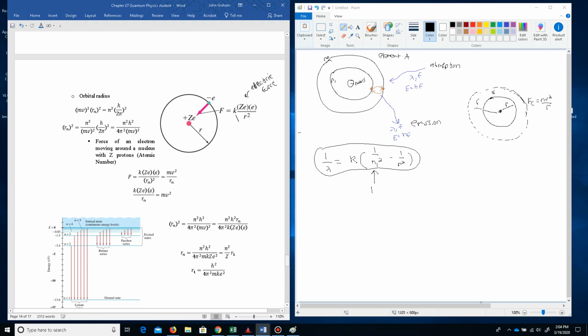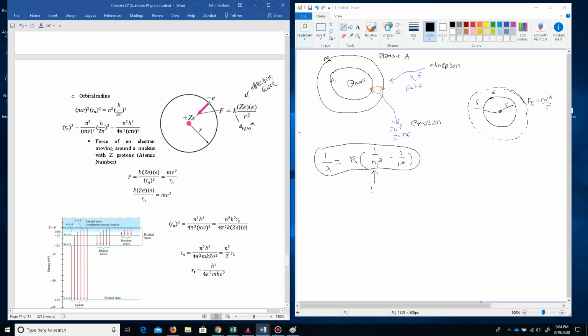So this is k, which is 9 times 10 to the 9th. And this is our radius of this orbit. And that's going to equal this force. That itself is the basis for this electron moving about, being within this fixed orbit.